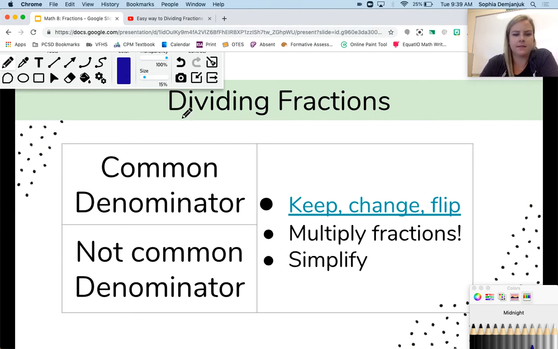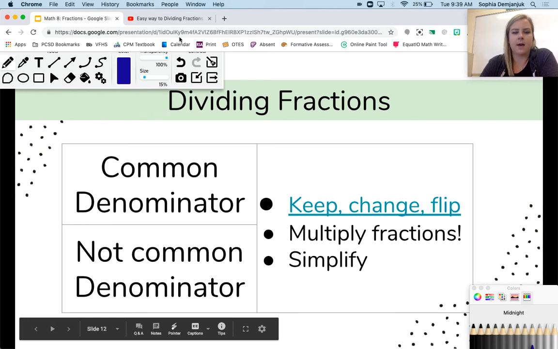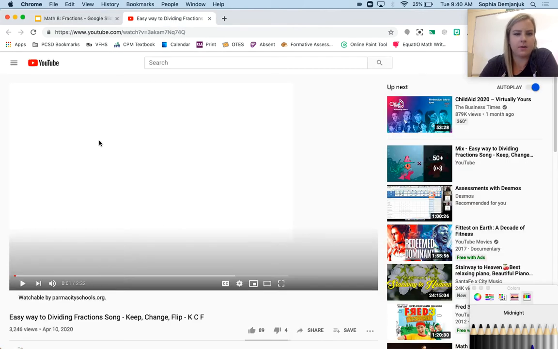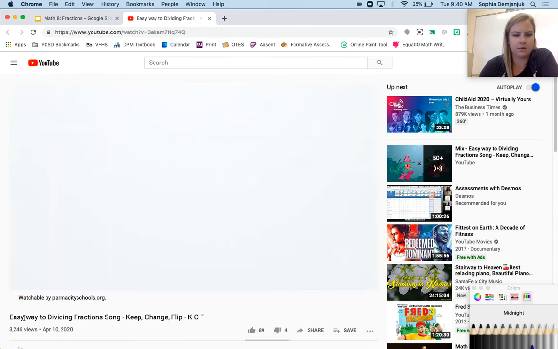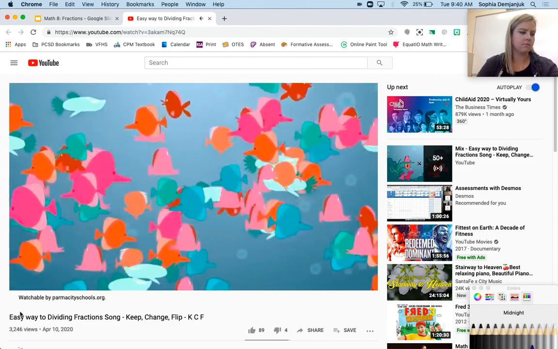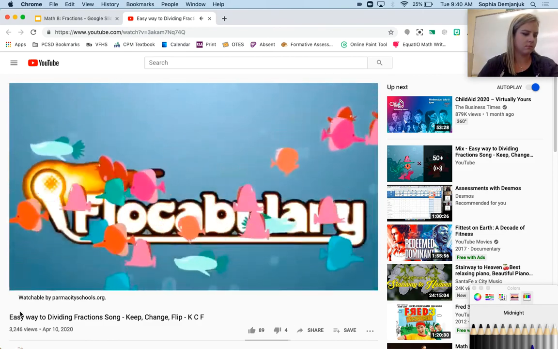And then our last is dividing fractions. Same thing, it doesn't matter if they have a common or not common denominator. It's very similar to multiplying, but you have to remember your first step, which you may have seen this video before. Yeah, you know how this goes. Keep, change, flip. Simple, right?